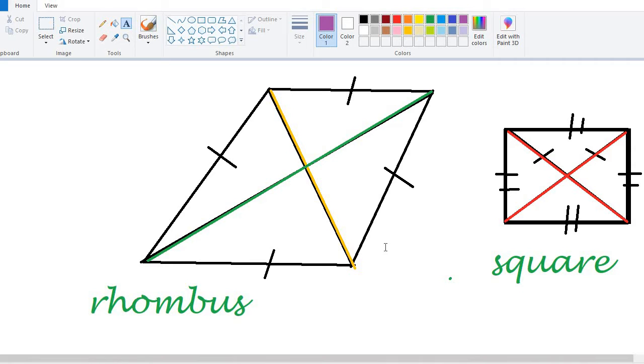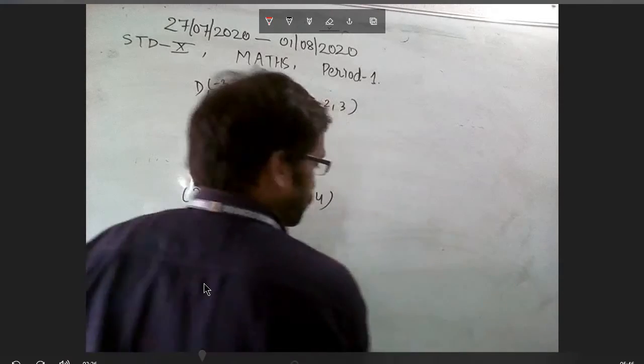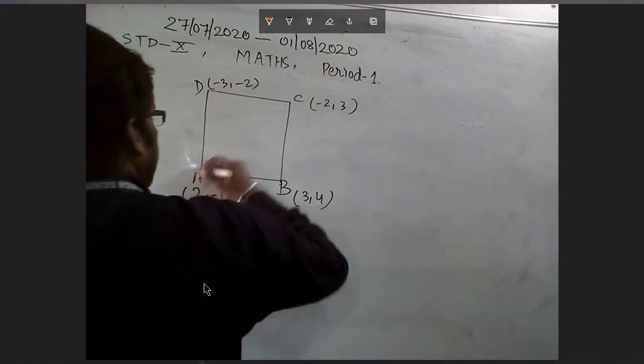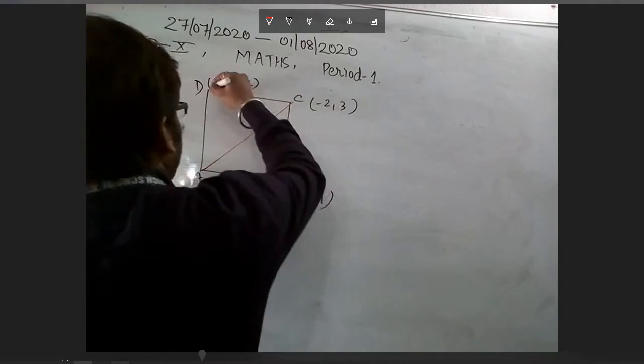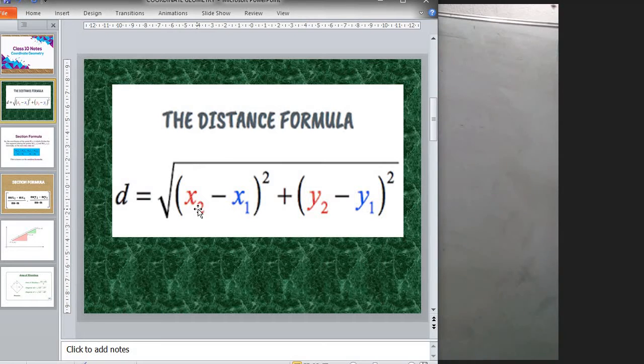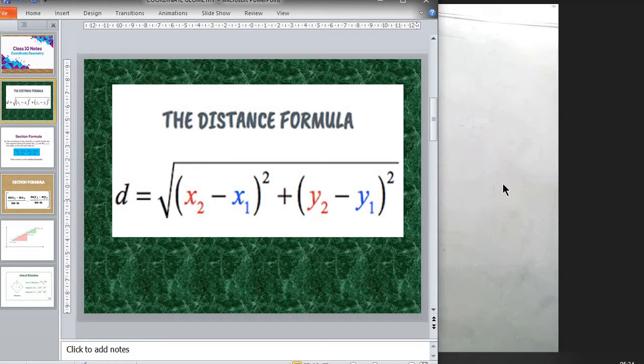See, I have explained if the diagonals are not equal, this is a rhombus. So here we are going to prove that thing only. So what I will use is the distance formula. I will use this distance formula in solving that question.